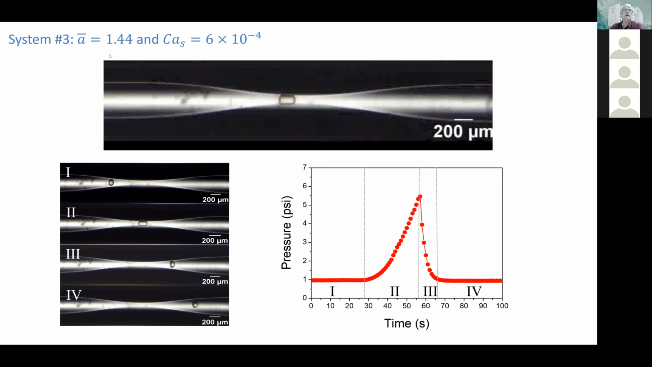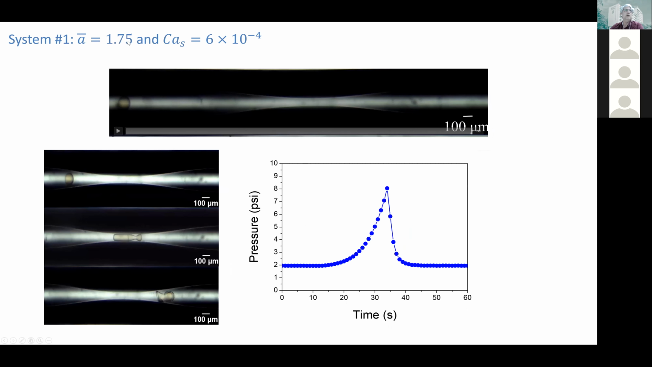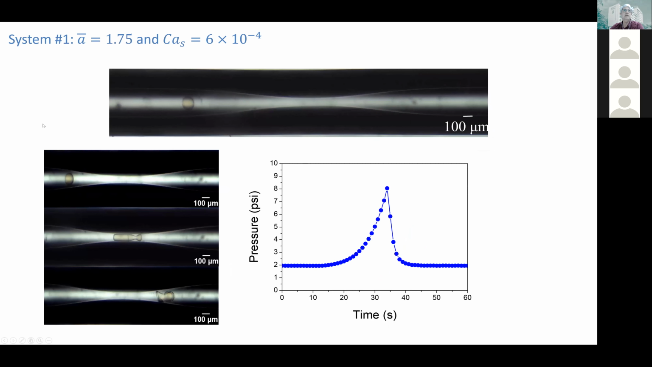In this case, the capsule diameter was 1.44 of the throat diameter. So we flowed a larger capsule here, 1.75. So now this is a larger capsule. The behavior seems to be the same. The capsule gets stuck in there, but now this is a larger capsule. It needs to deform more in order to be able to flow through the constriction.